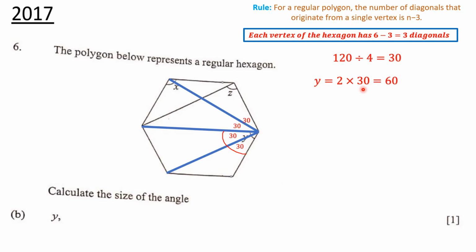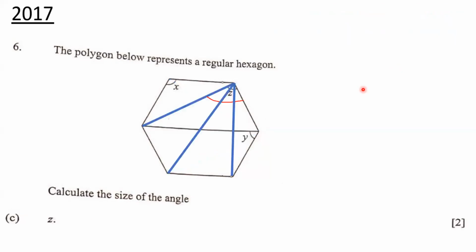Okay, let's move on to the next question. Here we have angle z. We need to figure out the value of angle z. It says, what is the size of angle z? So what we know is that each one of these little spaces is equal to 30 degrees. And we also know that for each vertex, we can draw 3 diagonals for this hexagon. And each one of these little spaces is equal to 30 degrees, all right?